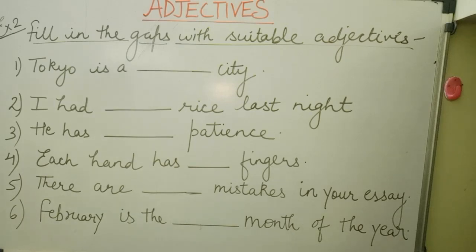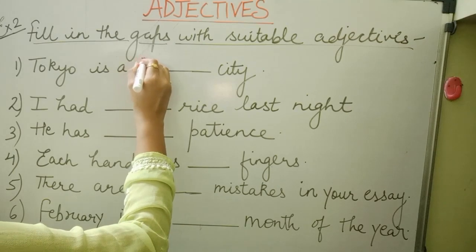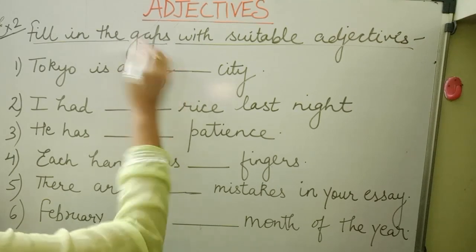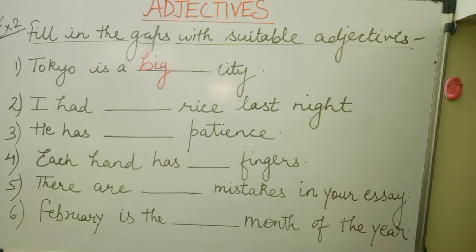Let's start with it. First sentence is Tokyo is a dash city. Now to describe city, what kind of adjective will you use? You will use adjective of quality, right? So you can write any adjective of quality like Tokyo is a big city or small city or a populated city. Anything you can write. So let's write down big over here. If you can write, children, you can write any adjective which is suitable. There is no hard and fast rule that you have to say that Tokyo is a big city only. But yes, it is a big city. So I think big is the appropriate adjective here.